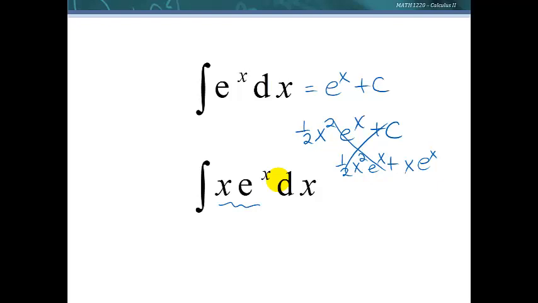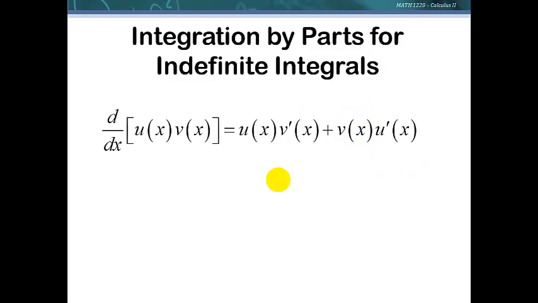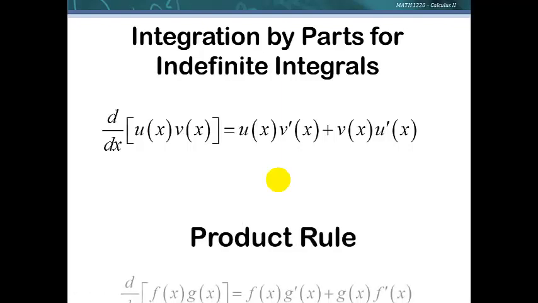So how do we integrate this product, x e to the x dx? We are going to have a method called integration by parts, and first we're going to look at it for indefinite integrals. If we have two functions of x, u of x and v of x, and have their product, we're going to look at that derivative, and that's just simply the product rule.